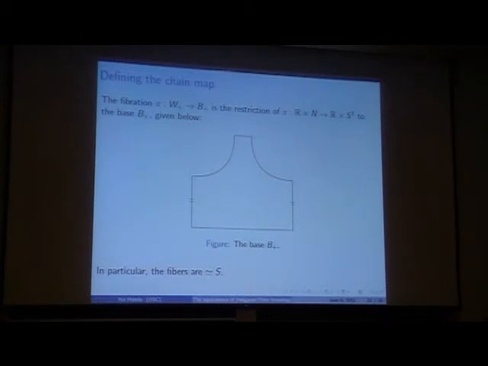And the reason you can put it in this machine is that all the fibers are S. You can put it in because you've normalized everything so that you're only dealing with things with fiber S.